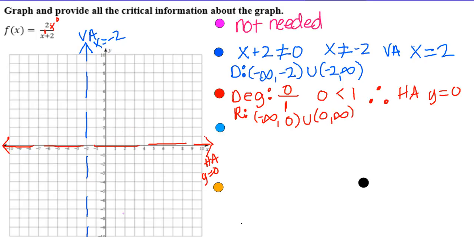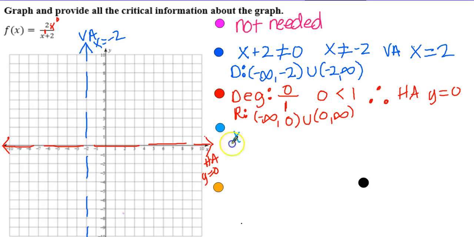All right, moving on to the next color. So step 4 is to find your x and y intercepts. So we're looking for where does the graph cross the x-axis? And I'm going to ask you a question. Can the graph cross the x-axis, or did I deny it? I denied it. It's restricted.